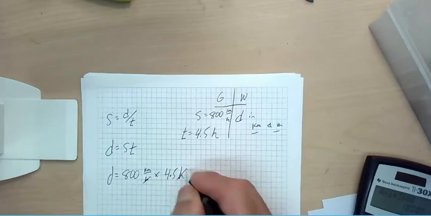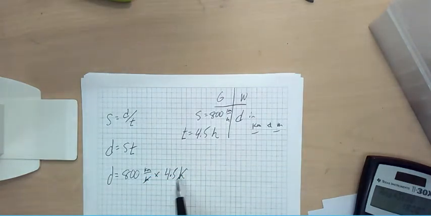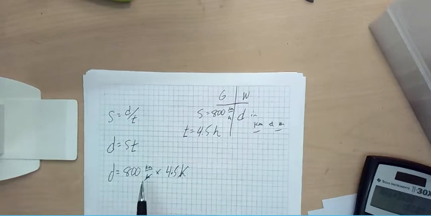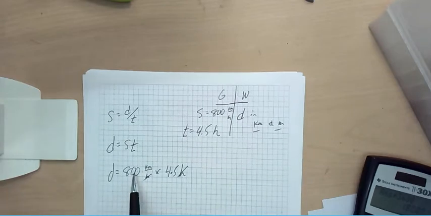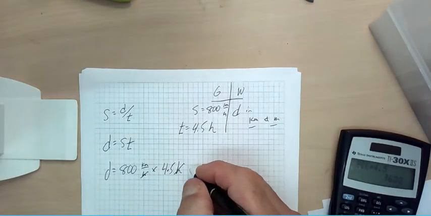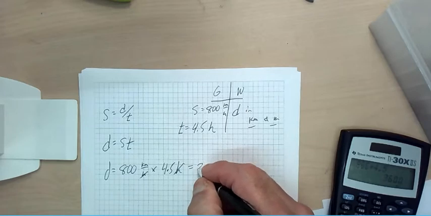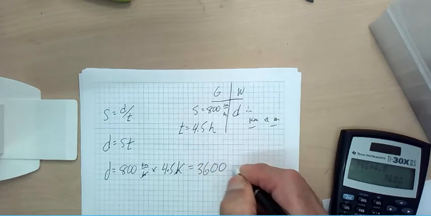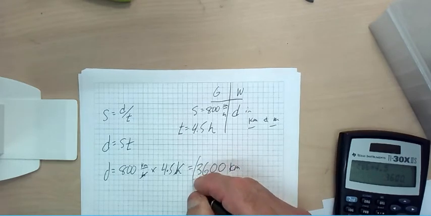And my hours cancel. I've got one up in the numerator and one down in the denominator. The hours cancel. My answer here will be in kilometers. And 800 times 4.5 is 3,600. Right? How far will this thing go in 4.5 hours? It'll go 3,600 kilometers in 4.5 hours.